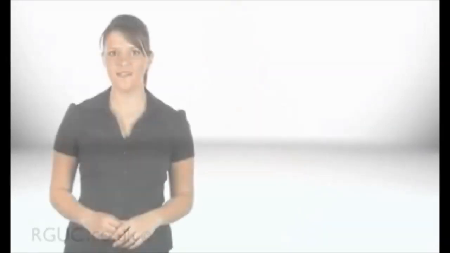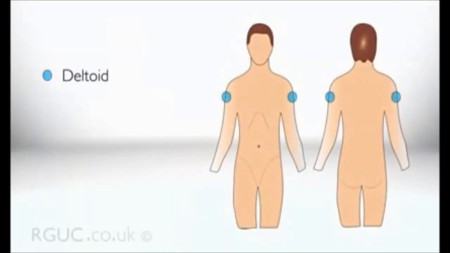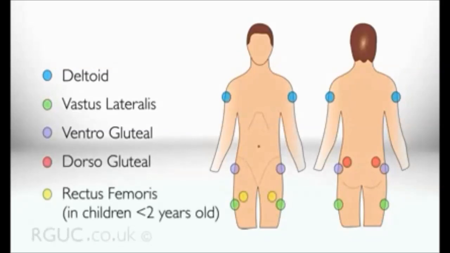Check whether the patient requires a chaperone or interpreter to support them. Briefly explain the procedure and gain informed consent verbally. Now select the site for injection. This must be considered carefully, taking into account the patient and the drug to be administered. Certain muscles are recommended for intramuscular injections. These sites include the deltoid muscle, the vastus lateralis muscle, the ventrogluteal region, the dorsogluteal region, the rectus femoris muscle.